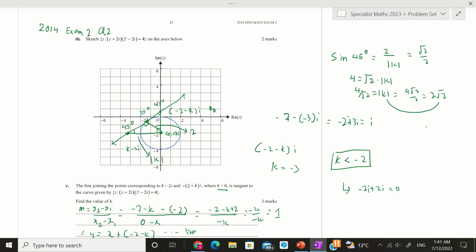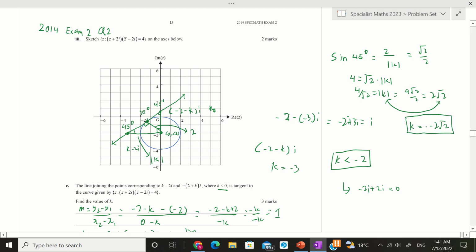The absolute value of k is equal to 2 root 2. Since we're dealing in absolute terms, and since we know that k is less than 0, k itself must be negative 2 root 2. That's probably the easier method. If you were just good with your geometry, you would have been able to figure out this question much faster and get the full 3 marks. But these are just two simple ways of doing what would have been a very difficult question.